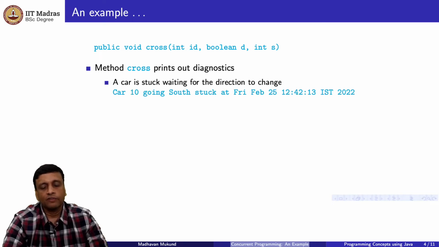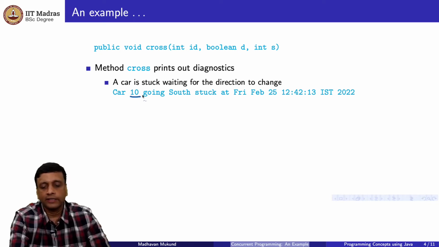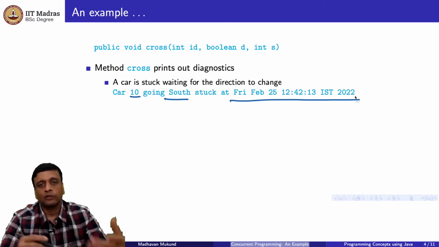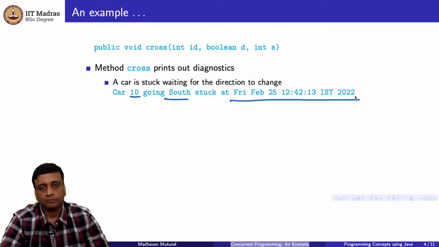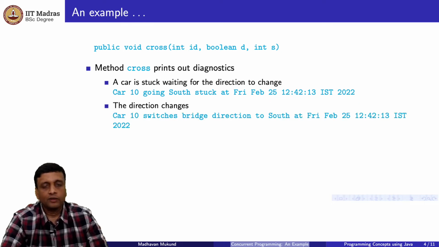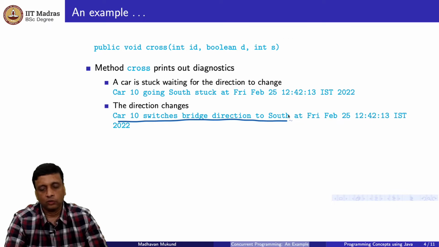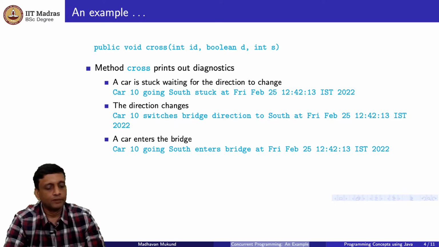For instance, if a car comes and it has to wait because the bridge is in the wrong direction, then it will print out its ID, it will say which direction it's going, and what time it happened, just to indicate so that we know what's happening. If a car which is waiting is the first car to get on the bridge, that means that the direction has changed, right. So we will attribute it to this car. We will say that this particular car switched the direction from north to south at this time.